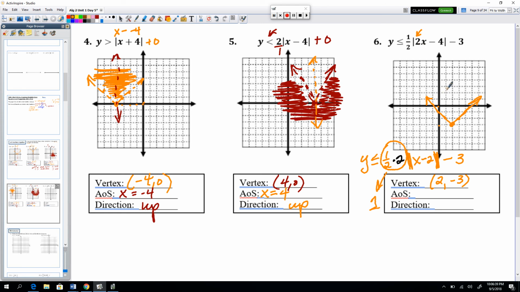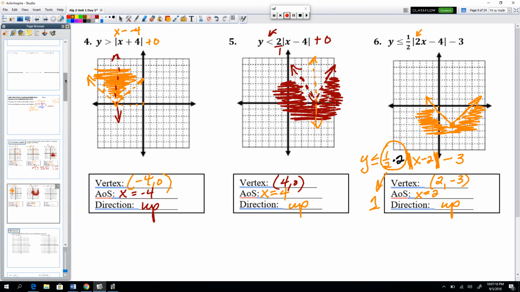Alright, let's take a look at our dashed solid situation and our shading situation. So again, we don't have an equals, we have a less than or equal to. So less than or equal to means I can leave this solid, because this little equal sign is here. And less than or equal to means I'll be shading below. So keep it solid and shade below is what that less than or equal to means. Once again, I can say my axis of symmetry is x equals the x-coordinate of my vertex. And the direction of this absolute value graph is pointing up.